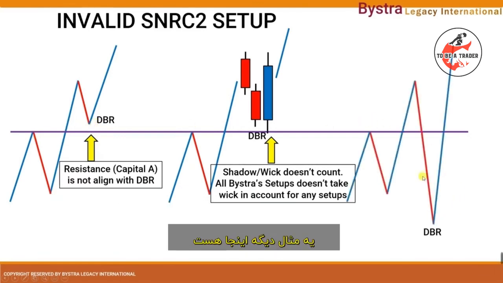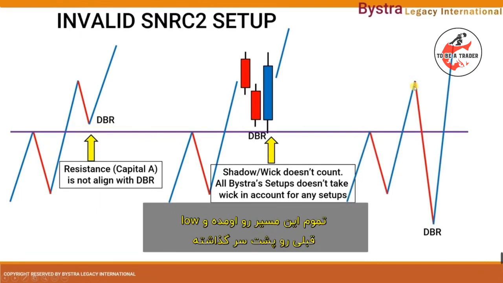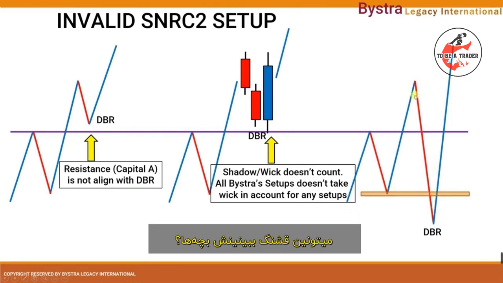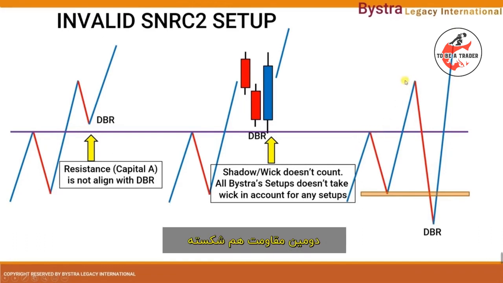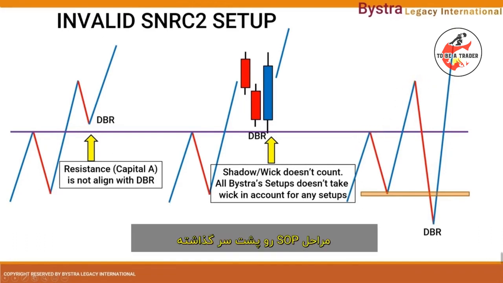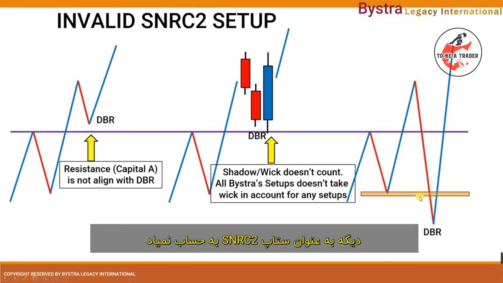Okay, and then there's another one here. Okay, you can see that this entry point drop based rally has come all the way past this previous low. Okay, you can see this clearly guys. It has come way past this previous low and continued to go up. So it broke the first resistance, it broke the second resistance as well. It did meet the SOP. However guys, once this has broken the previous low here, it doesn't count as an SNRC2 anymore.